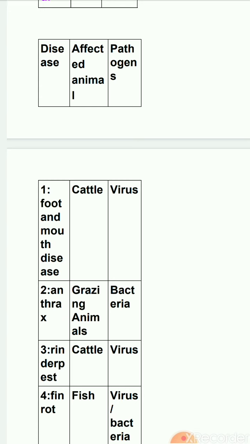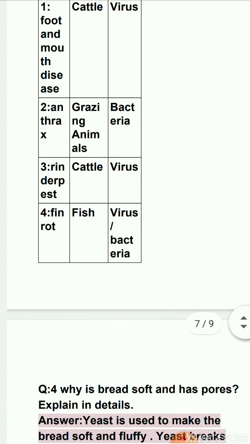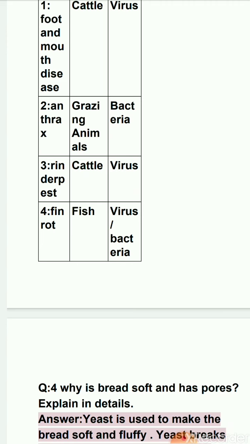Which animals are affected by that? Cattle are affected and the pathogen is a virus. Anthrax is found in grasses as well, so grazing animals, when they go for grazing, might be affected by this bacteria. Rinderpest is again a cattle disease.